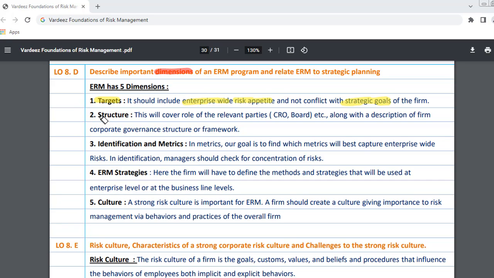Talking about the second dimension, that is having a proper ERM structure. Now, talking about structure, this will cover the role of the relevant parties. For example, the CRO will have a specific role to play in the overall ERM implementation. The board will have to play a role, and all these roles should be there along with the description of the firm's corporate governance structure or framework. Corporate governance structure should also be there.